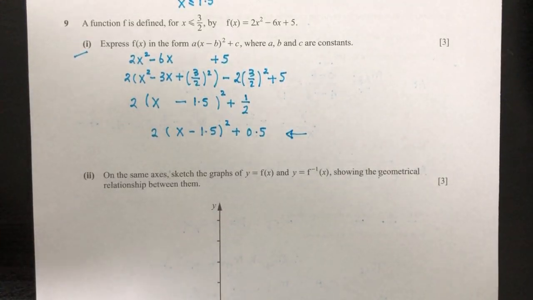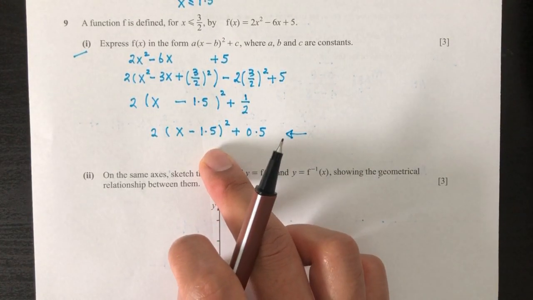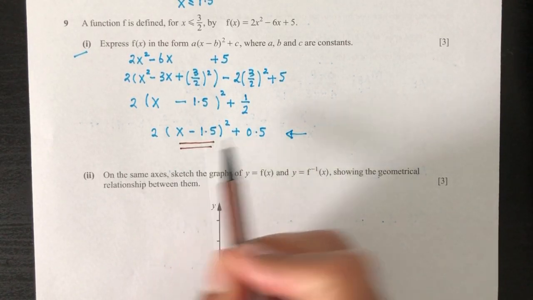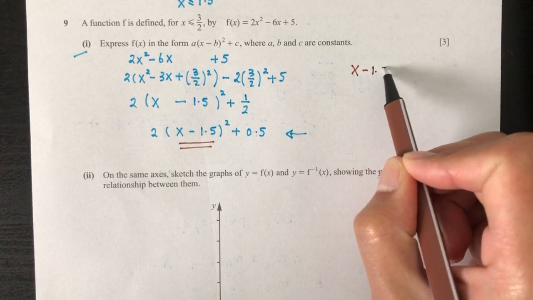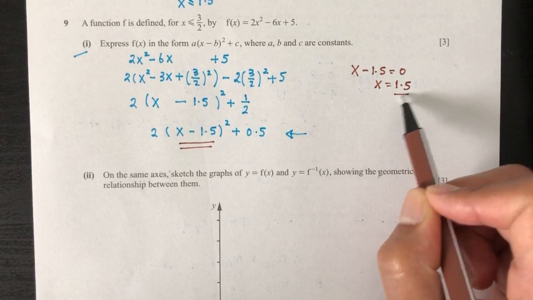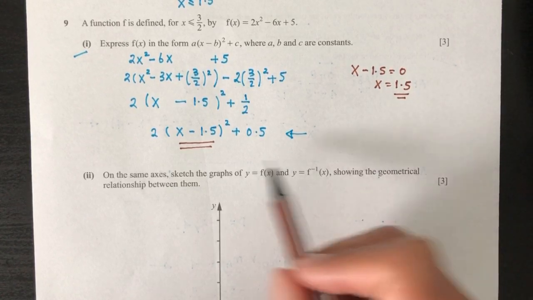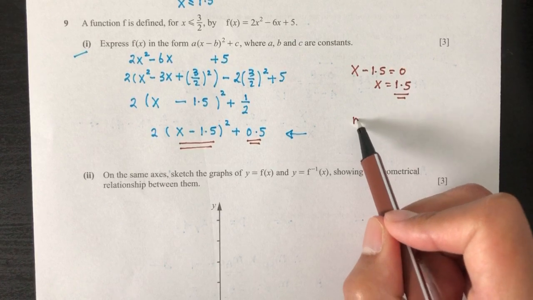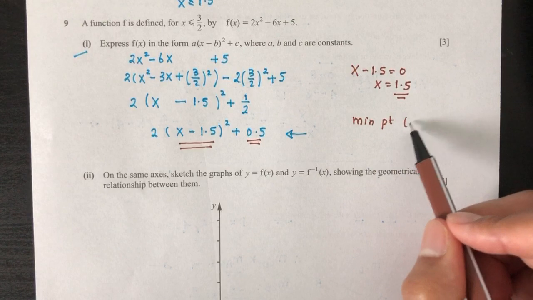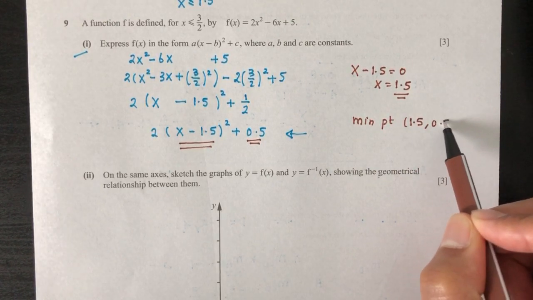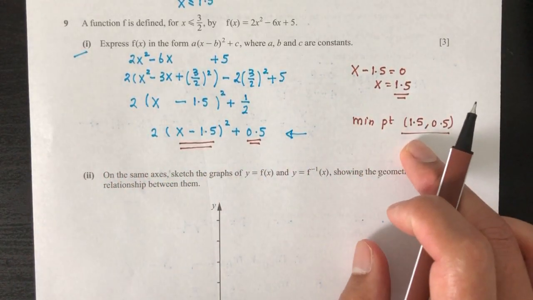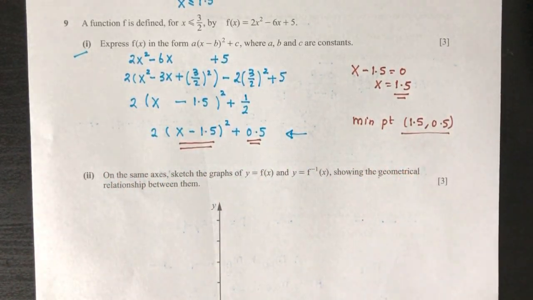Now, a question for yourself is, given this function, what is the minimum point? You would say, I'll look at the inside. I can see that x - 1.5 equals 0. So x equal to 1.5 will be the minimum value of x, and this is the value of y. So the minimum point, from this, I can see is (1.5, 0.5). That is just for you to know. Whenever you have something like this, you can derive the minimum point.